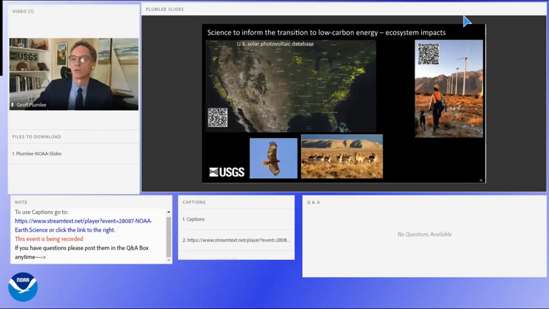We do a lot of work on mineral resources science to inform the transition to low carbon energy. We have developed a solar photovoltaic database. We can use that and a wind farm database to look at how various biological species of interest are affected by alternative energy development, such as red-tailed hawks or pronghorn antelope. What happens to them as they migrate? Are they changing their migration habits?